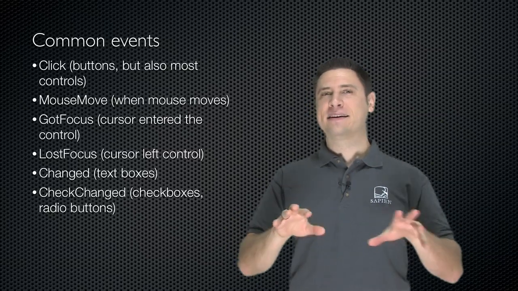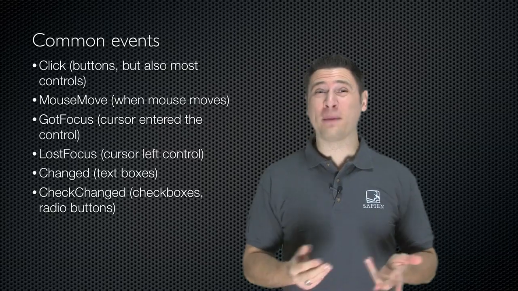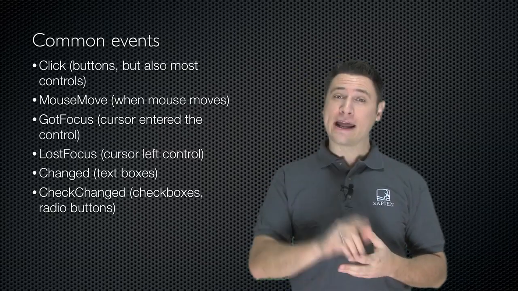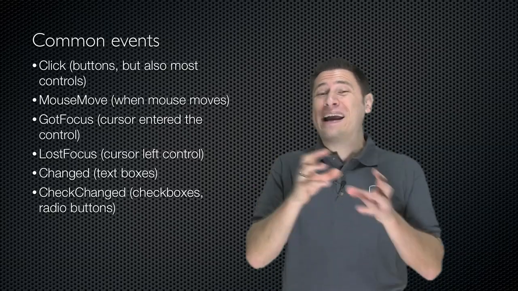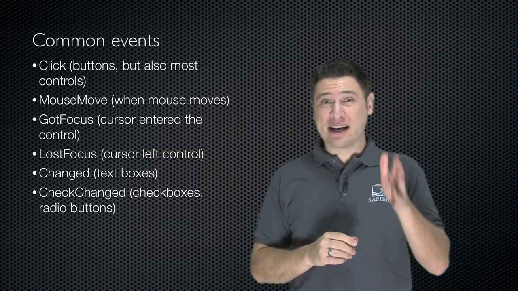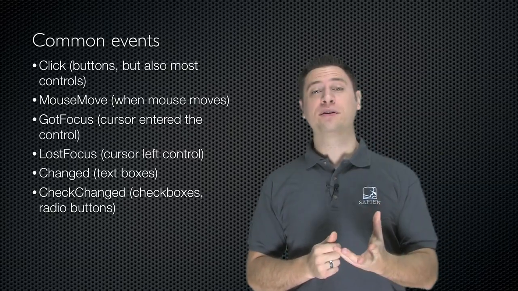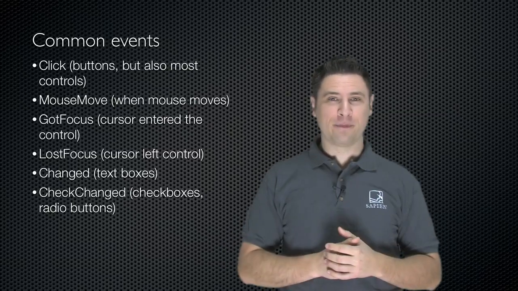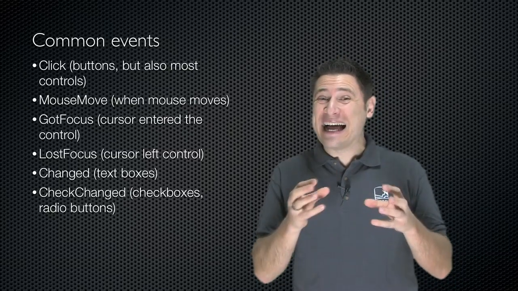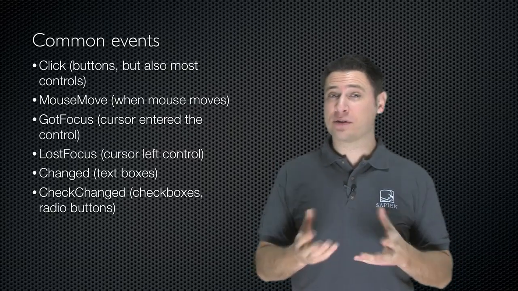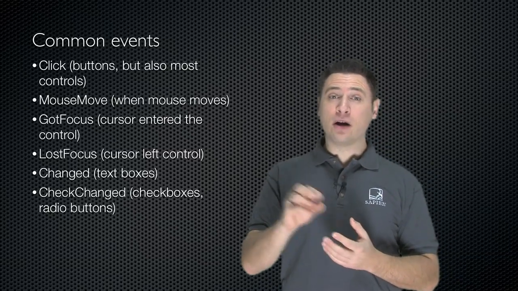Some of the common events that you're going to work with include click. Nearly everything has a click event. Buttons, but also just about any control really. Even a form has a click event. You've also got mouse move, and that occurs when the mouse is moving. Got focus occurs when the cursor enters the control. So if the cursor enters a text box, then the text box's got focus event will fire. Lost focus happens when the cursor leaves the control. Changed is especially good for text boxes, and it tells you when the text inside the text box has changed. You've also got events like check changed, which is when the checked status of a radio button or a checkbox has changed.